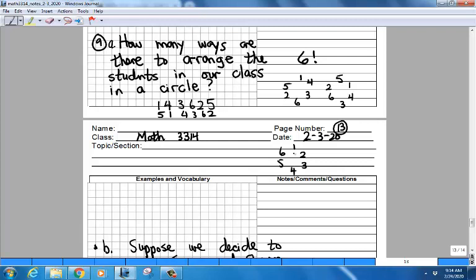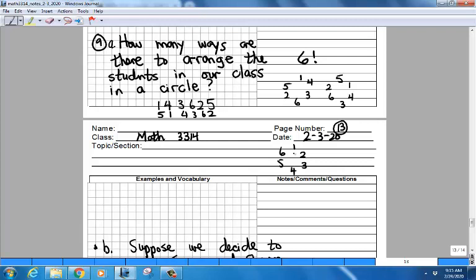So think of the circle as facing in, right? On student 1's right in this circle is what? 6, right? And on their left is 2. But up here, who are student 1's neighbors? 5 and 4, right? So student 1 does not have the same neighbors in this circle. So those two circles are different.